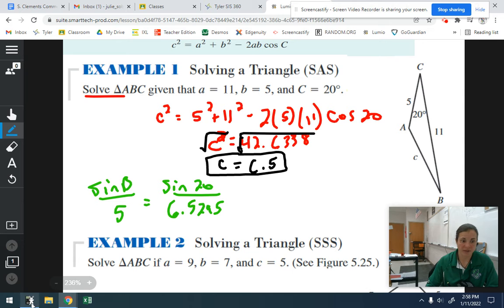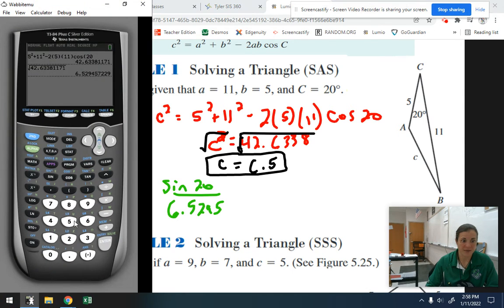Now I can just cross multiply. So I've got 5 times the sine of 20.